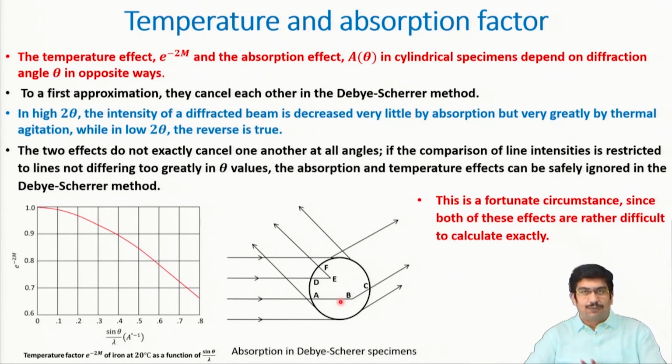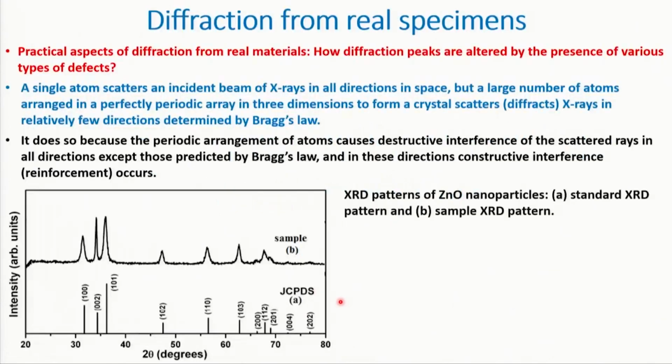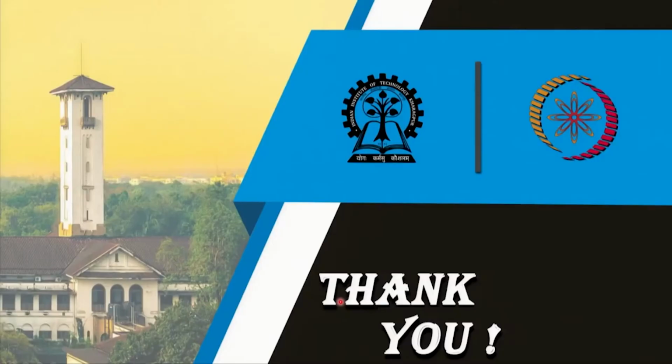Okay. So, for the Debye-Scherrer method, we do not need to consider the temperature factor or absorption factor separately. They cancel each other, and neither of them will enter in the final diffracted beam intensity. And for a powder specimen, we have to consider the temperature factor, because the absorption factor is not there for this powdered specimen. So, we will be stopping here, and in the next lecture we will be discussing the X-ray diffraction profile of a real specimen and how to analyze that. So, goodbye.